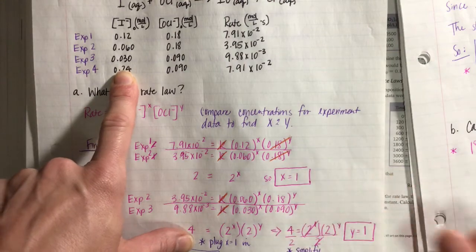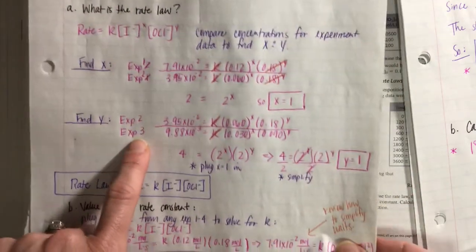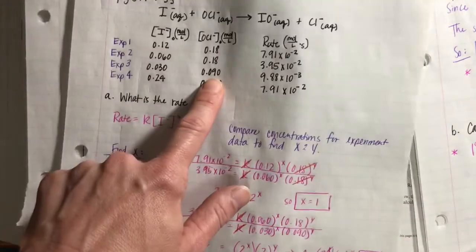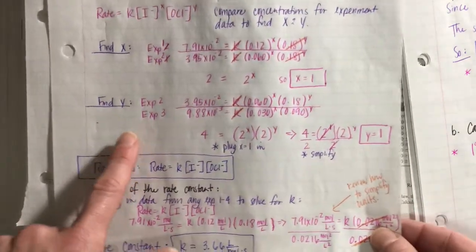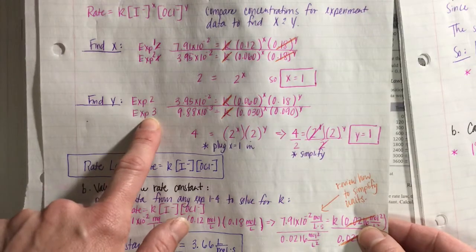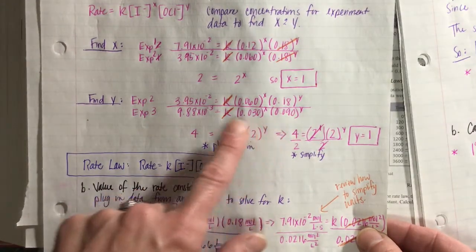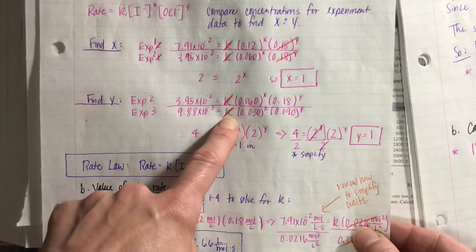It's just using algebra. I picked experiment 2 and 3. I used the data table from the top up here again, and I plugged in values for experiment 2 and experiment 3 into that standard rate law. Through this process, K is the only thing that is going to cross out.